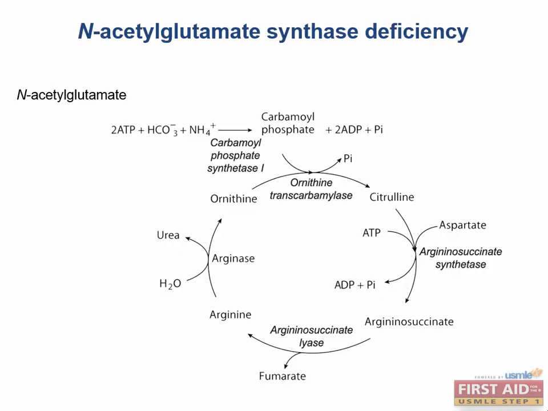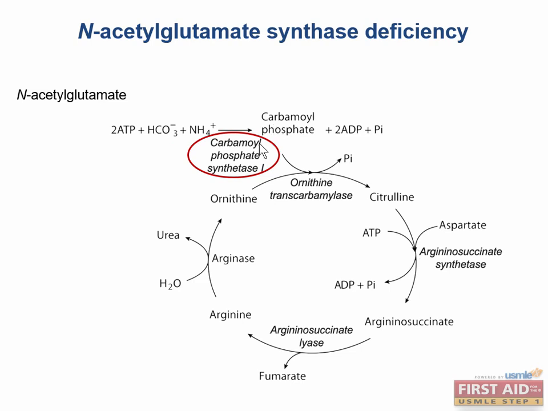Let's now take a quick look back at the urea cycle. We've already seen this figure before. Do you remember what the rate limiting step of the urea cycle was? The rate limiting step is the reaction performed by carbamoyl phosphate synthetase 1, which is going to take an ammonia group and a CO2 group and turn it into a carbamoyl phosphate.